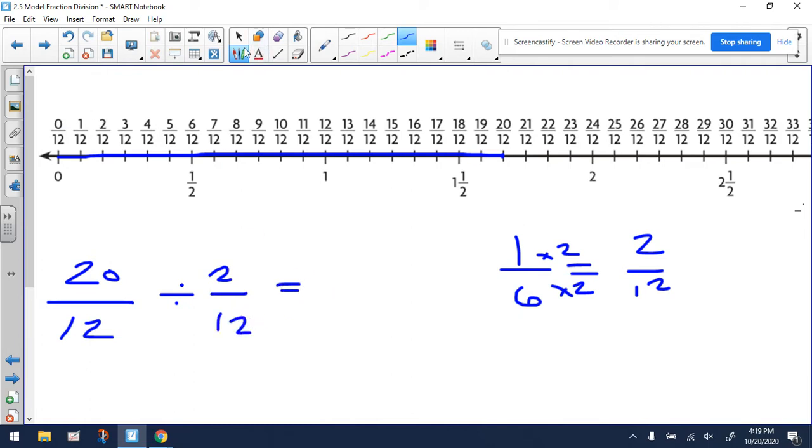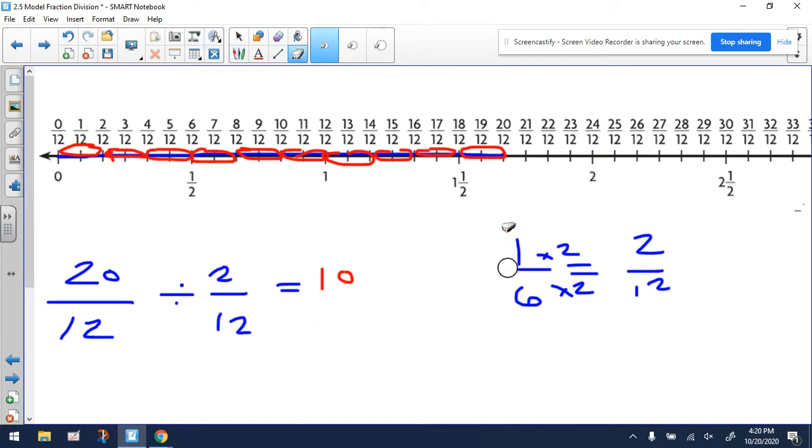Let's use a different color, by the way. Here's one group of 2/12 right there. There's 1. This makes 2. Here's 3, 4, 5, 6, 7, 8, 9, 10. So the answer is 10. We have 10 groups of 2/12.